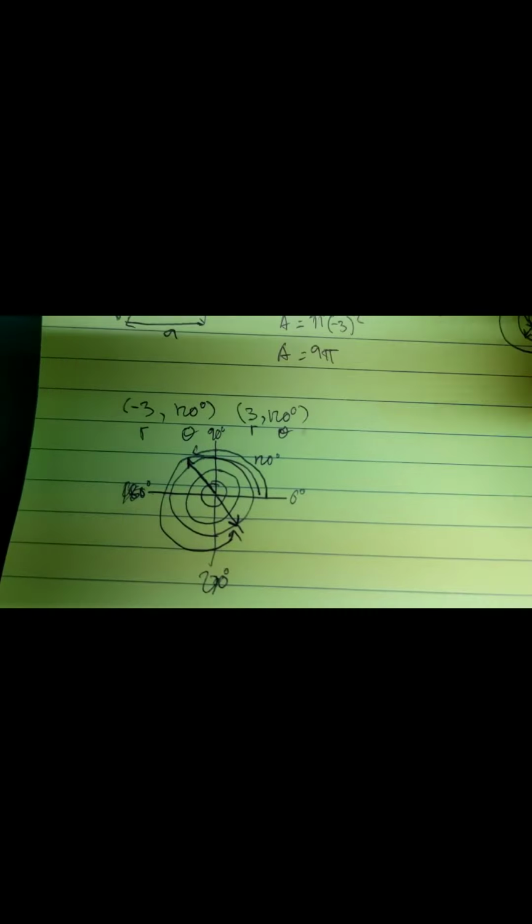First, positive 3 here with 120. From here to here is 120 degrees, and our opposite angle of R3, just over here, going around, is 300, for our negative 3, our opposite.